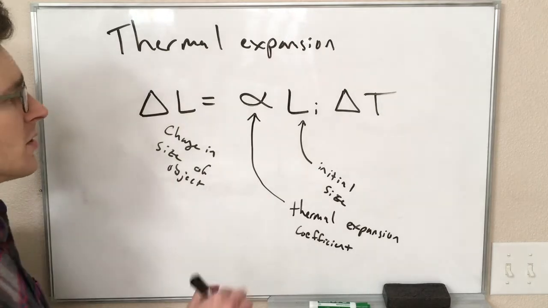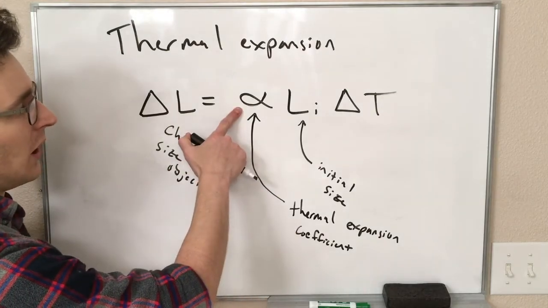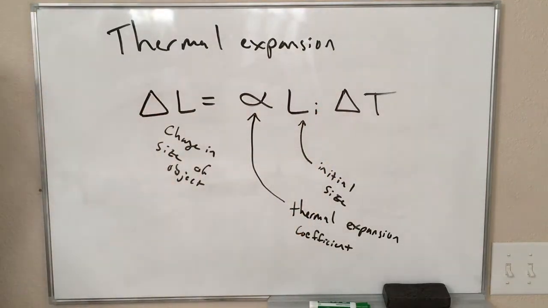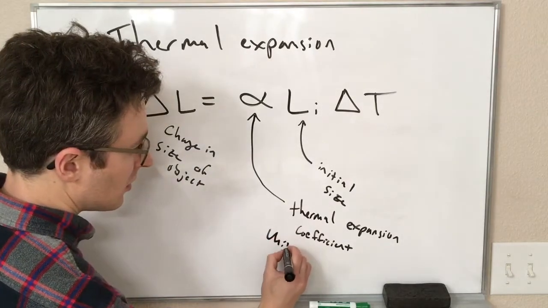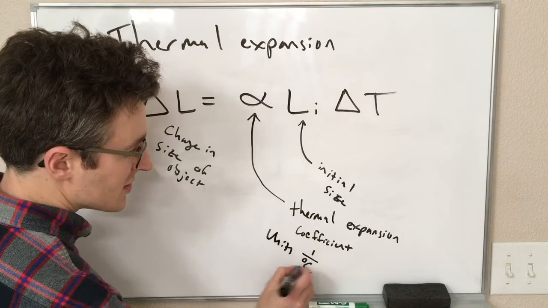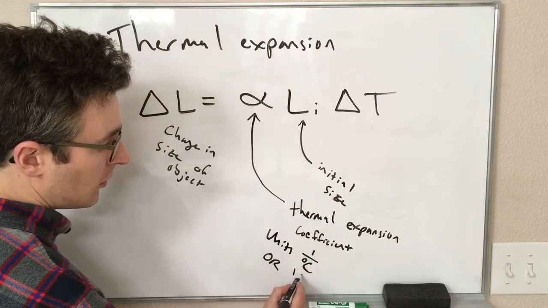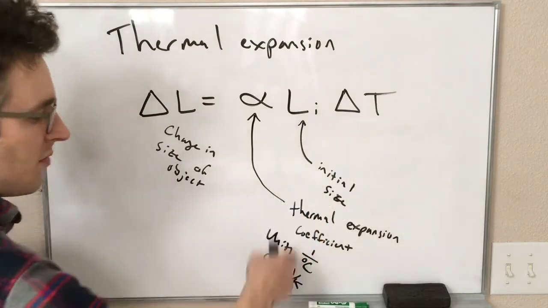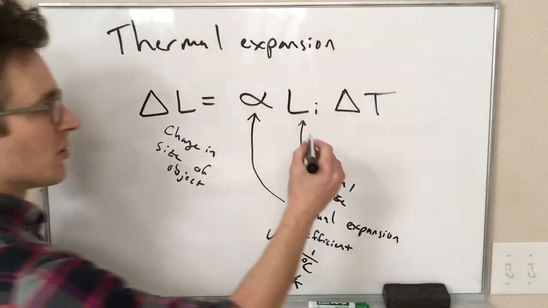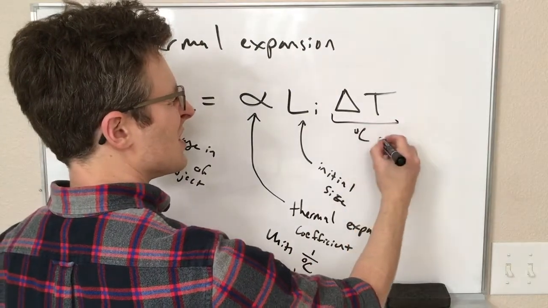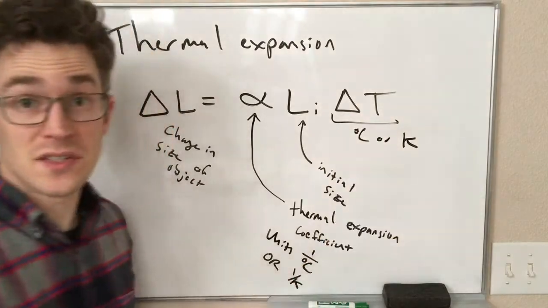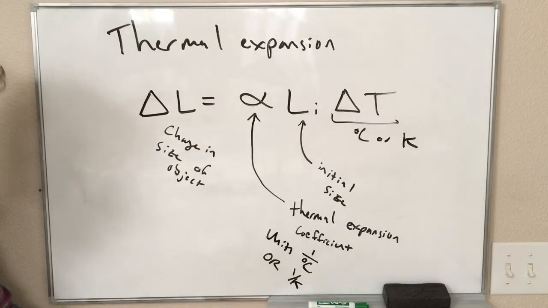So a quick check on units here. Our expansion coefficient multiplied by length multiplied by temperature should give us units of length. So alpha is going to have units of 1 over degrees C or 1 over Kelvin. And because this is a delta T, these are the same units. So delta T here can be in degrees C or Kelvin. Because it is a delta T, these are actually the same. You will get the same number there.